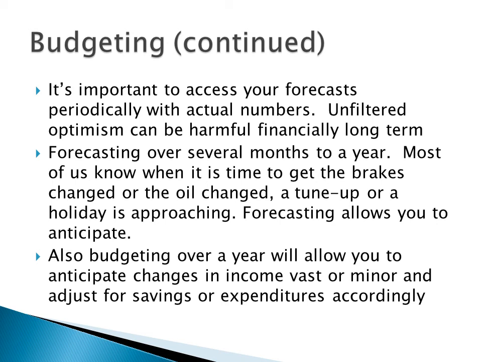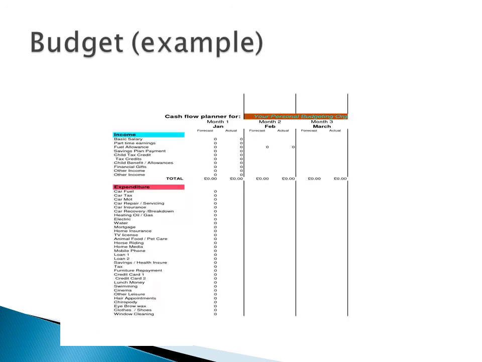Budgeting over a longer period of time, say for a year, also allows you to anticipate changes in income, vast or minor, to adjust your savings and expenditures accordingly. What that means is, let's say this is your first year in the job. At the end of a second year, you anticipate a $2 raise. You can start to incorporate that type of information into your forecasting and budgeting over the course of a year so that you can really take into account what needs to be taken into account to control what's going on over the next couple of years.